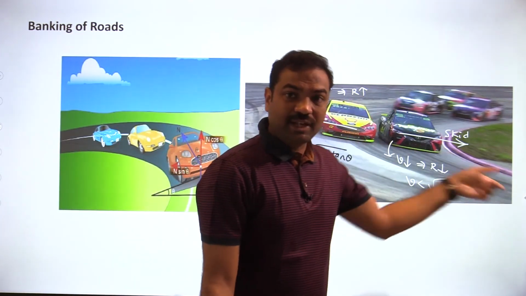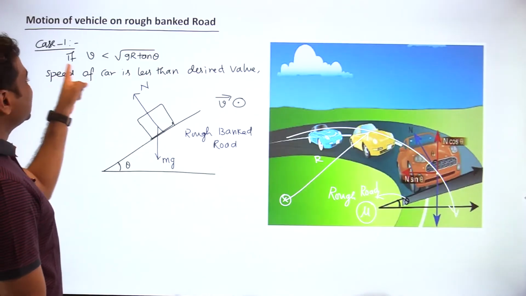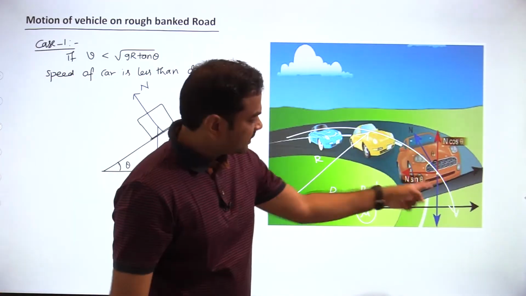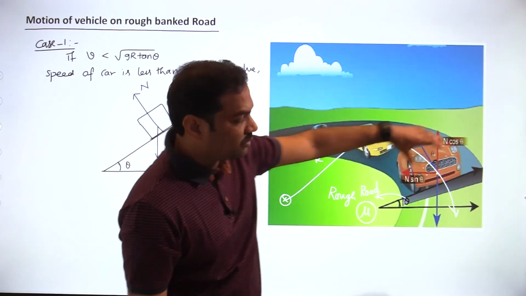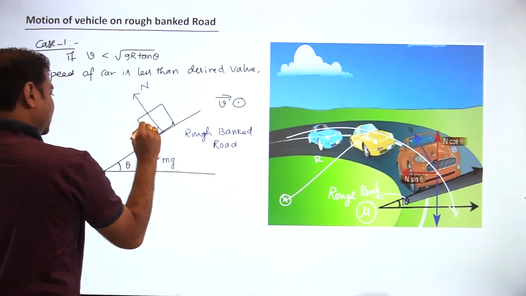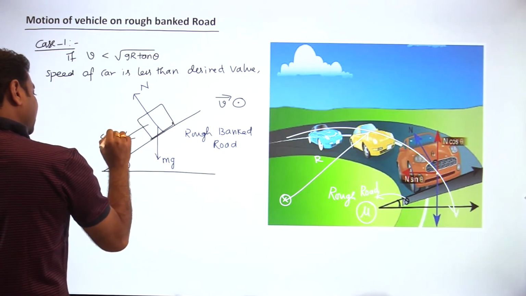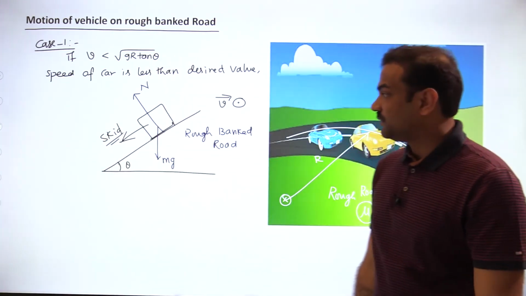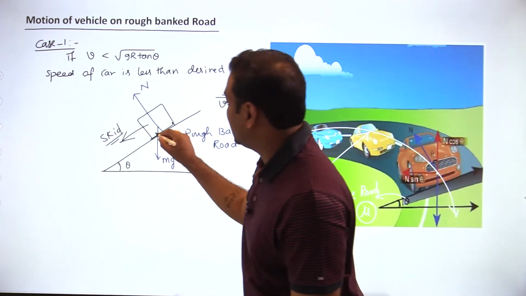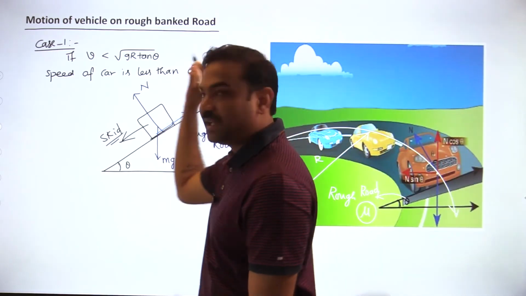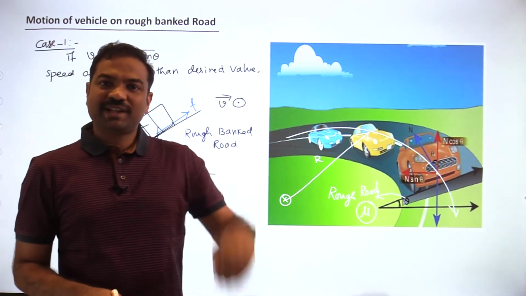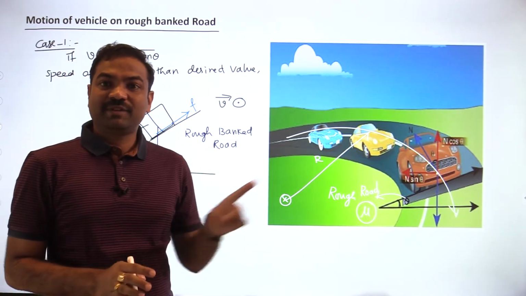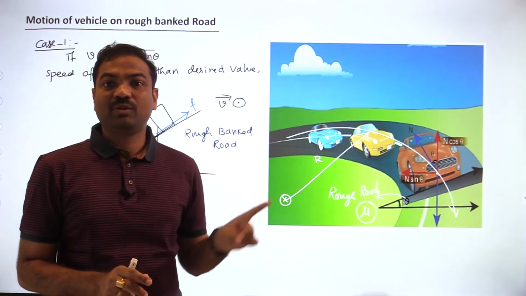Speed decreases, skid inward. So now tell me, if v is less than root r g tan theta, see this is the r. If speed is decreased, will the car skid inward or outward? It will skid inward. So this is the skid direction. If it skids inward, how will the friction act? Friction will act outward, up the inclined plane. Very good. So friction will try to hold it. Even if you are decreasing your speed, friction will act and try to hold the car.